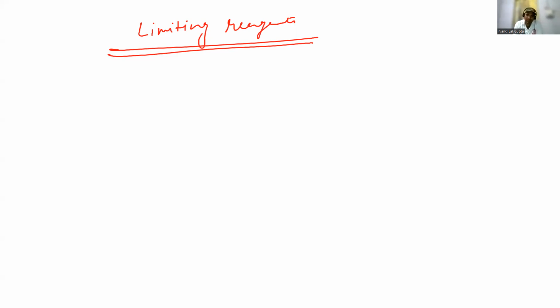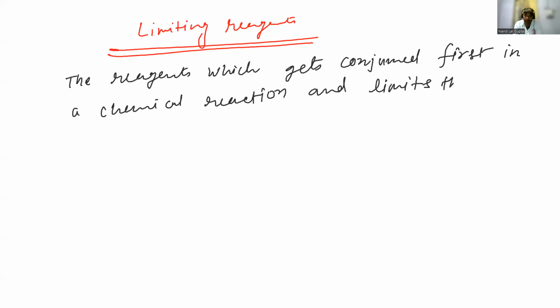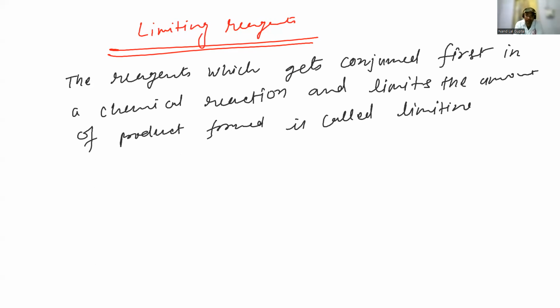Good, great. So limiting reagent means the reagent which gets consumed first in a chemical reaction, and limits the amount of product formed, is called the limiting reagent. Are you able to understand this point?